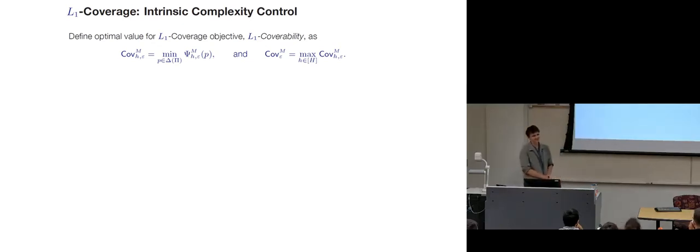So to look at that, we can check what the optimal value for L1 coverage is. So this is a parameter of the MDP. It's the best possible value you can get for L1 coverage by minimizing over the policy mixture. So if you knew the MDP, just sort of information theoretically, you could calculate the best policy mixture to minimize this coverage parameter. And that value is given by, we call it L1 coverability, written as COV.